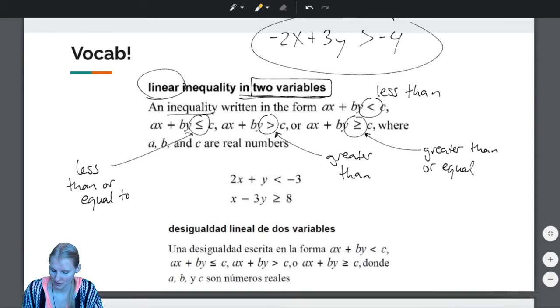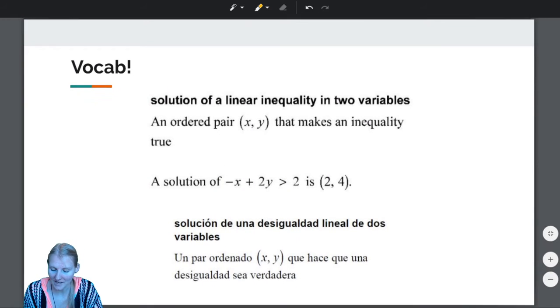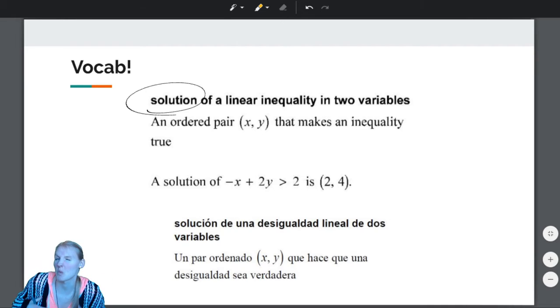Okay, so next vocab word is, what is the solution of a linear inequality in two variables? What does it mean to solve a linear inequality in two variables? Well, it is an ordered pair, any ordered pair, that makes the inequality true.